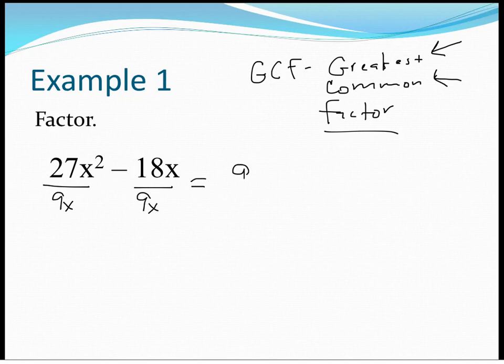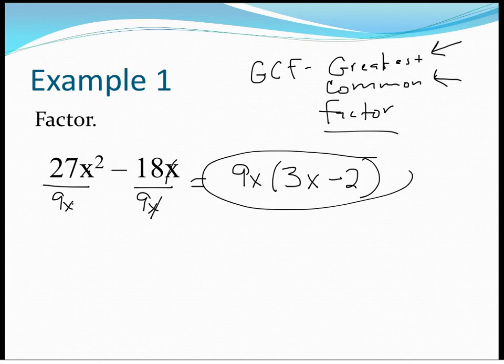So when we do that, I pull out that 9x. 27 divided by 9 is 3. X squared divided by x is x. And 18 divided by 9 is 2. X divided by x, they cancel out. And I've just factored this. And that would be my final solution. I can't factor it anymore. I've pulled as much out as possible.